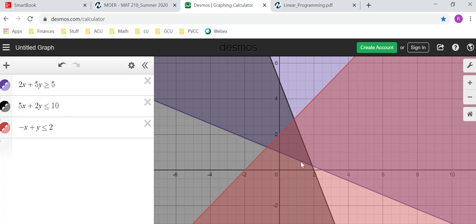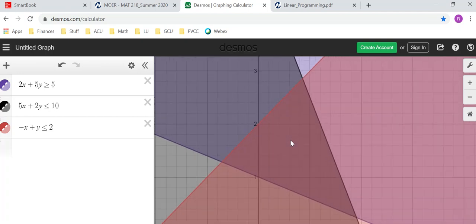That little triangle is our feasible region. That's the region where we're going to find the solution. And it's completely bounded. In other words, it's completely enclosed. So let's zoom out a little bit. What we want to do now is find the corner points, because remember that the fundamental theorem of linear programming said if there's a solution, it will be at a corner point.